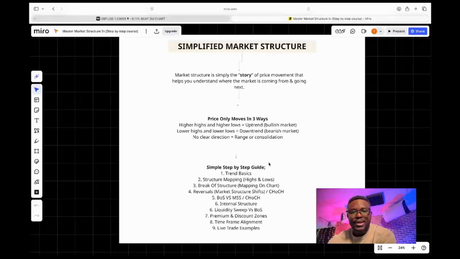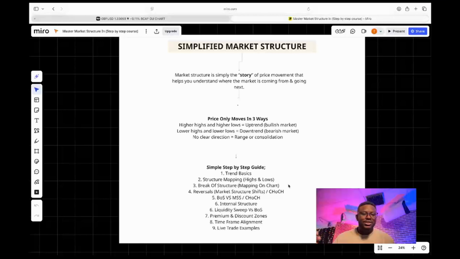We have three ways that the price moves. Price moves bullish: higher highs and higher lows, an uptrend. Then price moves bearish: lower lows and lower highs. And then consolidation: no clear direction in the market. Market structure is so simple that the only thing you really need to understand is the trend in the market. You need to understand structure mapping, highs and lows, and break of structure, which is continuation.